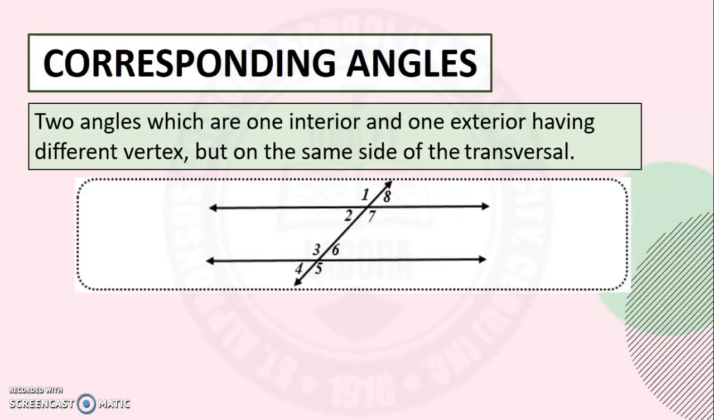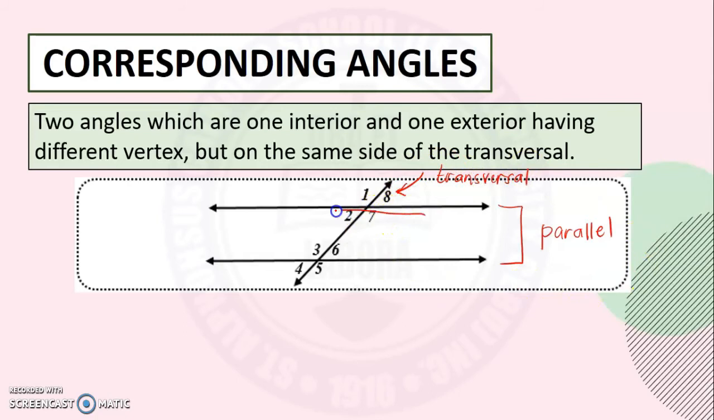Example. In this figure, before we identify the corresponding angles, we are going to identify first the basic parts of these parallel lines cut by a transversal. Now, these two lines here are the parallel lines. They are parallel lines because they are lines that do not meet. Now, this line here is called a transversal.